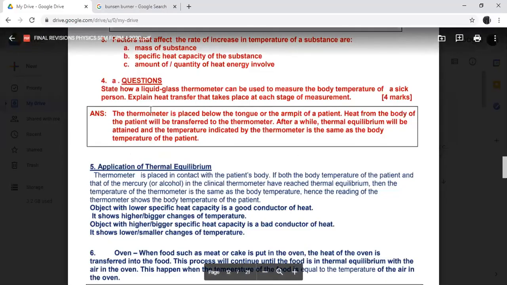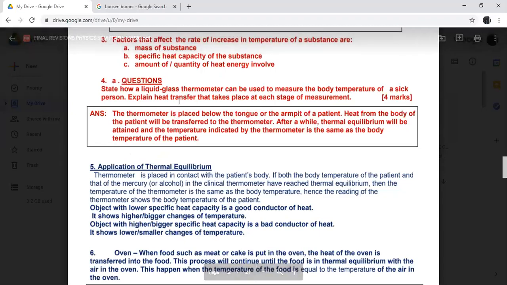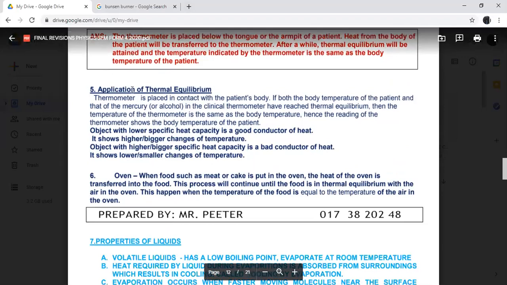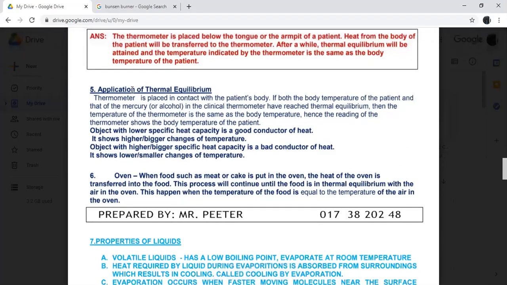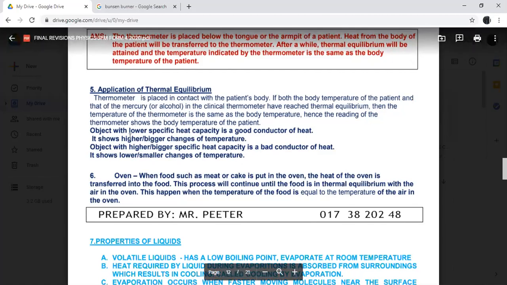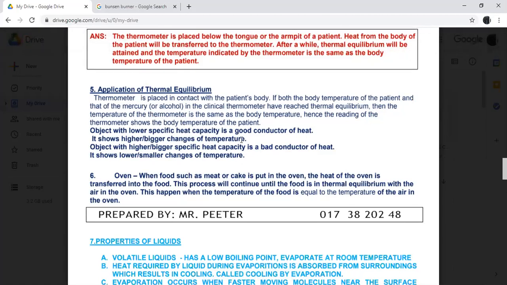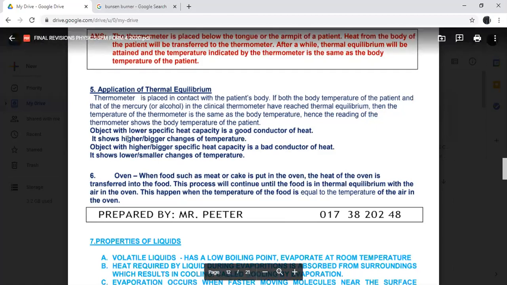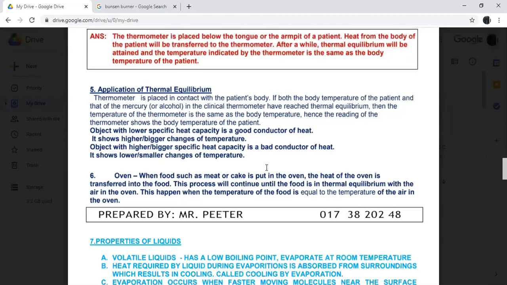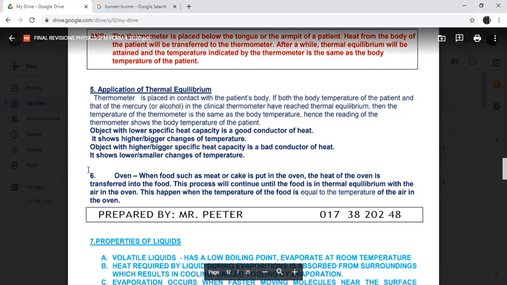This one is done. So we understand how we can use a thermometer to measure body temperature. Application of thermal equilibrium, I'll come back to that in a while. As I said earlier, an object with a lower specific heat capacity is a good conductor of heat. They show higher changes in temperature. An object with a bigger specific heat capacity is a bad conductor of heat. They show smaller changes in temperature.